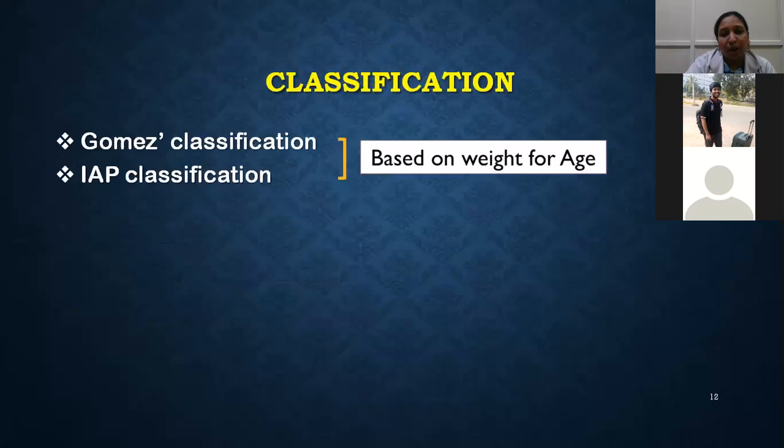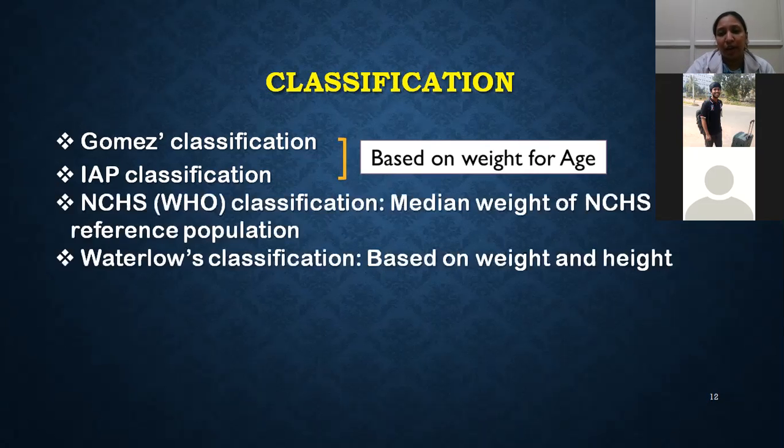Okay. So coming to the classification of malnutrition, we have different categories here. So I'll just be naming them. We know there is the Gomez classification and the Indian Academy of Pediatrics classification. This is based on only weight for age. So for this age, how much weight the child should be. Is the child growing in that way? So this is the indicator which they have taken.